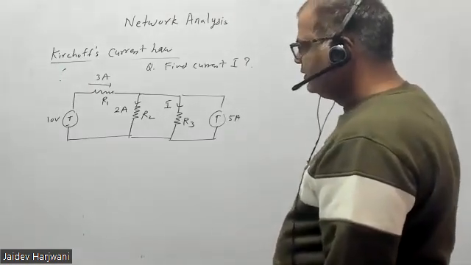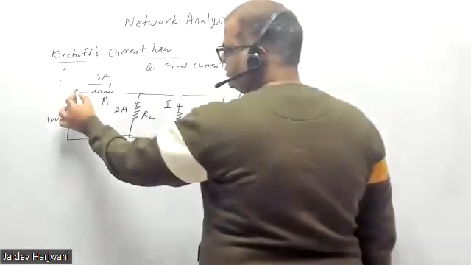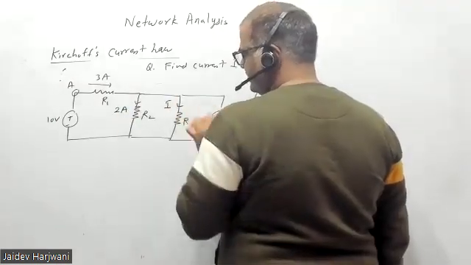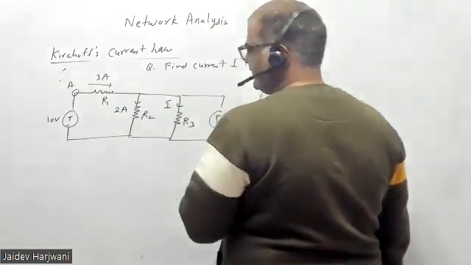First you have to find nodes. How many nodes are there? This is node A. This complete is one node, and this complete is one node. Okay.